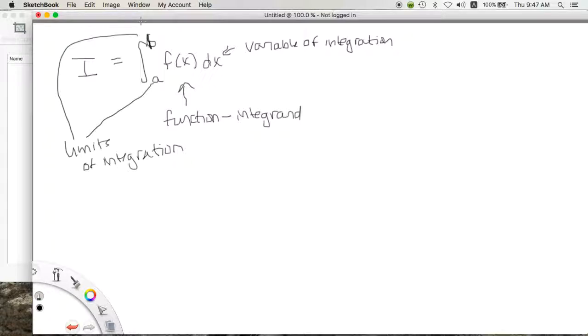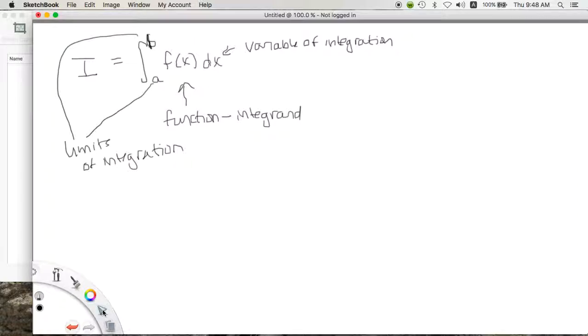Now, the definite integral is a number. When you calculate this out, you will get a number every single time. It is the area under the curve between a and b, period. It is a number every single time. So you need to make sure you remember that.